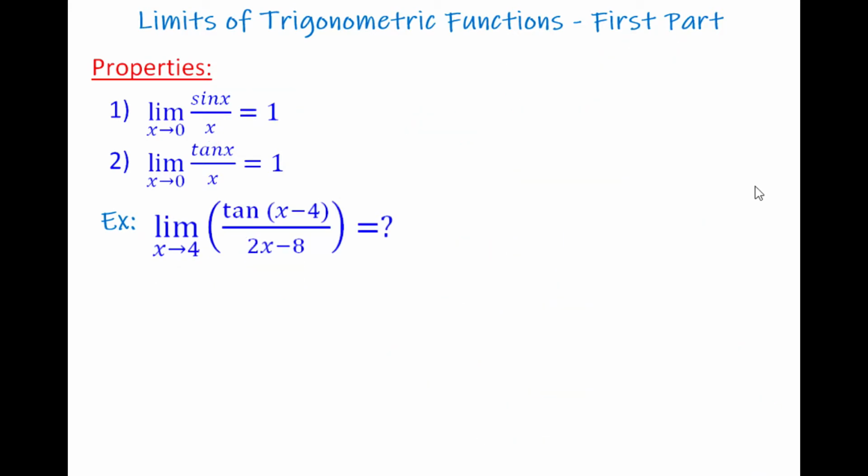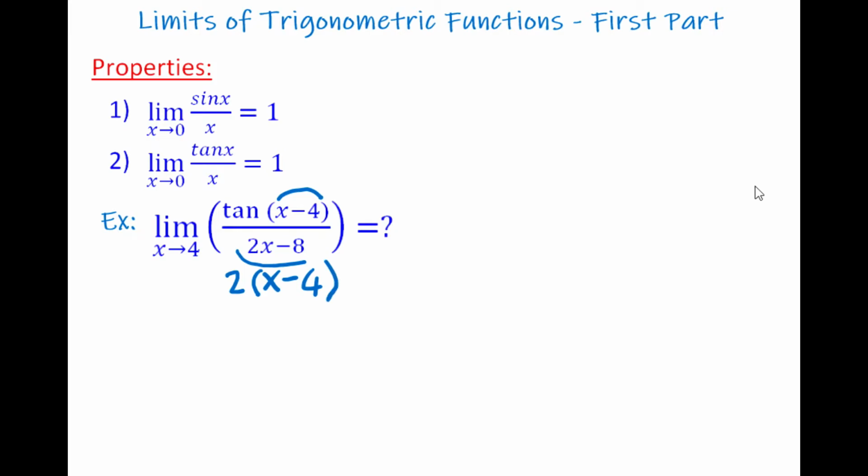Okay, guys, we have a new question, and in this question it says when x goes to 4, what is the value of tangent of x minus 4 divided by 2 times x minus 8? In such questions, guys, always try to make a connection between the denominator and that angle. So we have x minus 4 here, and we have 2x minus 8 in the denominator. So the denominator part can be written as 2 times, in parentheses, x minus 4, guys.